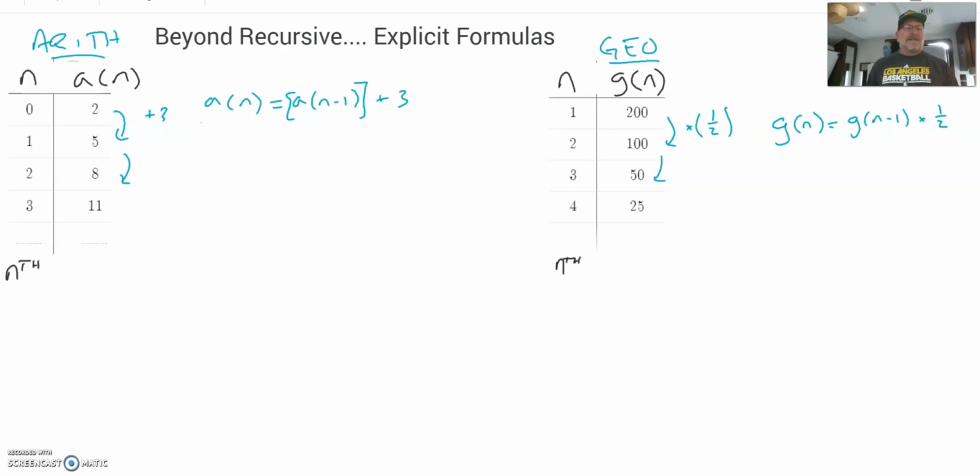How do I get like the 100th term or the 30th term without building the list all the way down? So let's watch the pattern. Let me remove a little bit of this to give me some room. And let's follow this pattern here.